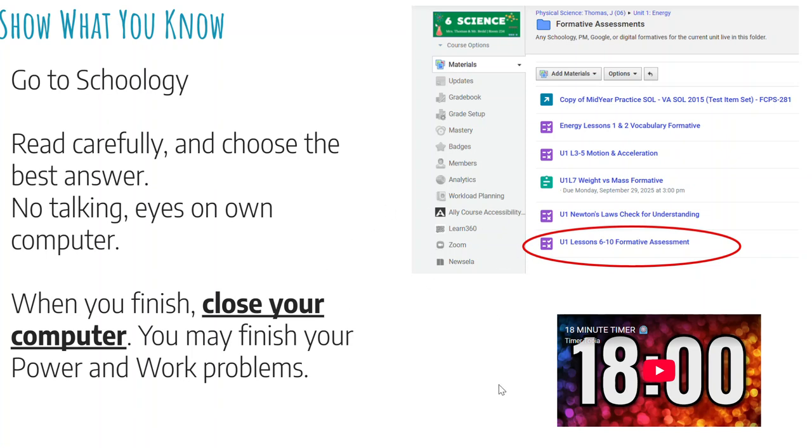Okay, when you finish your quiz in class, you'll go back to your practice problems that are in your notebook or on separate worksheets, and just make sure that you are getting lots and lots of practice on work and power.